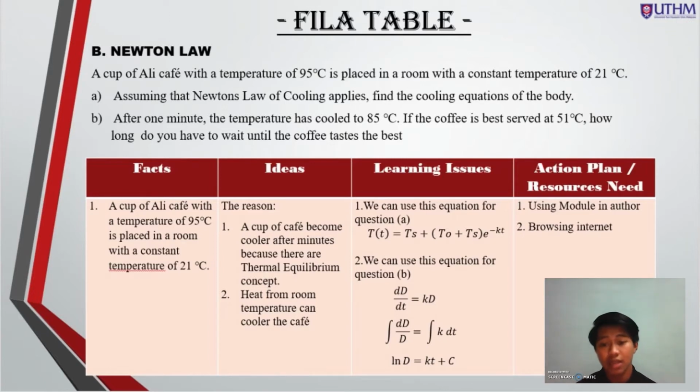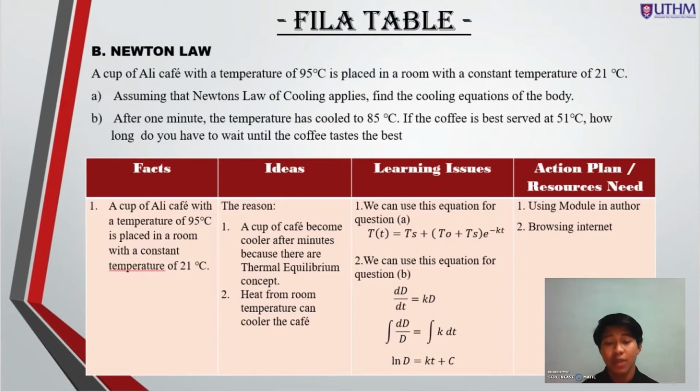So the fact: a cup of Ali Cafe with a temperature of 95 Celsius is placed in a room with a constant temperature of 21 Celsius. So we go to the ideas. Ideas mean reason. First, the cup of cafe becomes cooler after a minute because of the thermal equilibrium concept. Second, heat from the room temperature can cool the cafe. So we go to the learning issues.